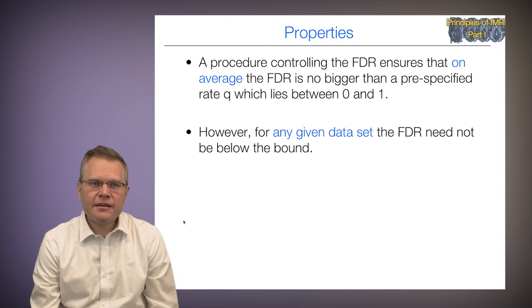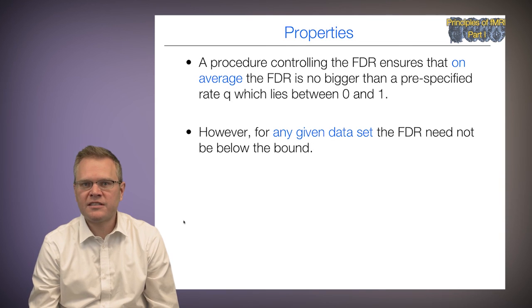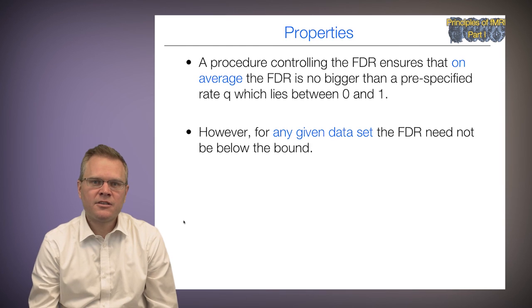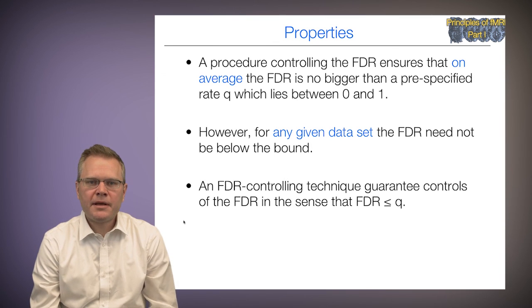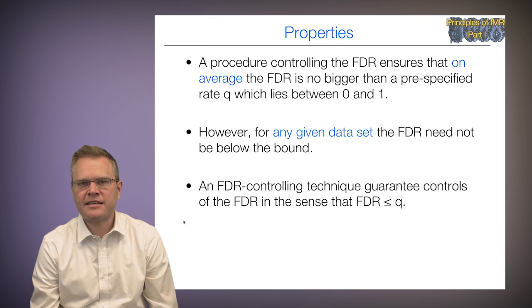However, for any given data set, the FDR need not be below the bound, because the FDR is just the expected proportion of false positives among all rejected tests. So we just know that on average, we're going to control it at a certain rate, not what's going to happen in any given situation. Basically, an FDR controlling technique guarantees control of the FDR in the sense that it's less than or equal to Q. So on average, we're going to control the FDR at the level Q.